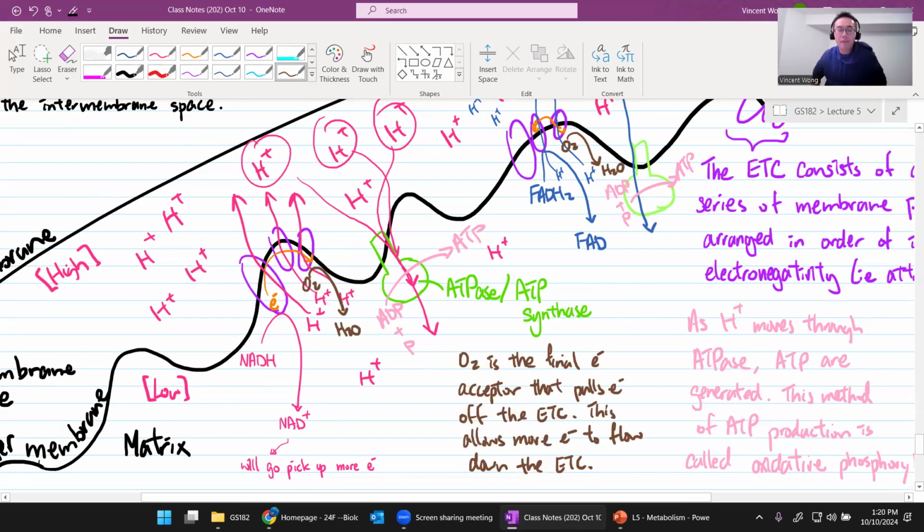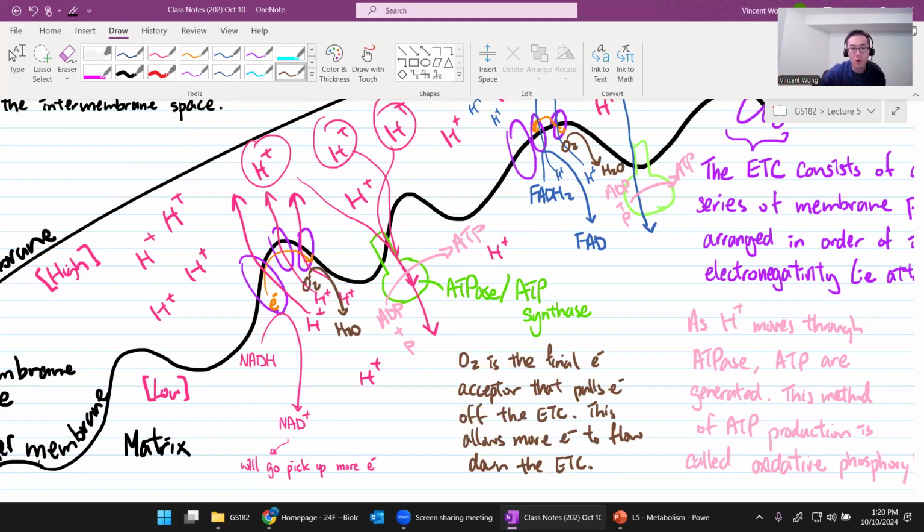If we don't have oxygen in our system, then there's nothing to pull the electron off. Okay, and then the ETC gets clogged up. The electrons can't flow anymore. Okay, try to listen for a second, okay? Without oxygen, there will be no electron flow.